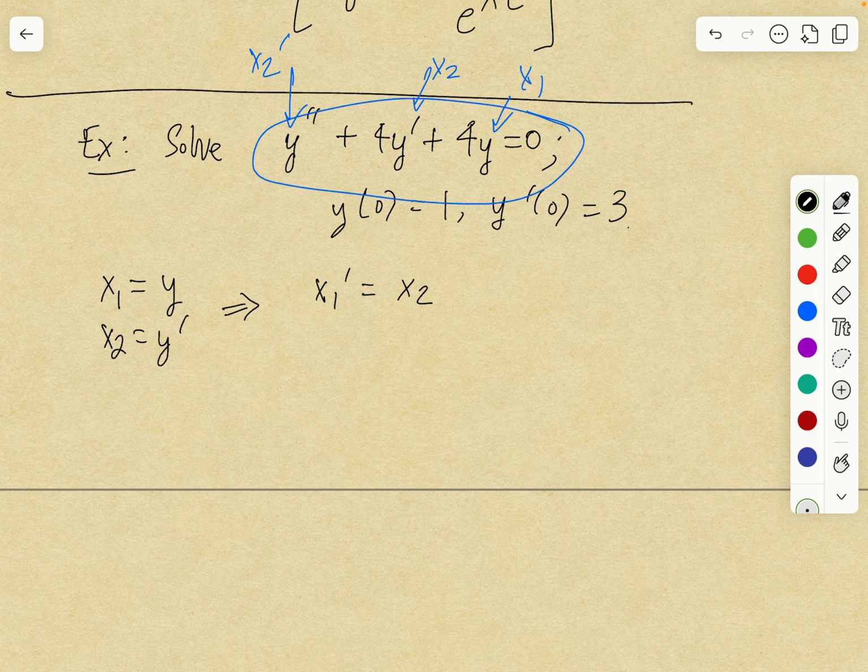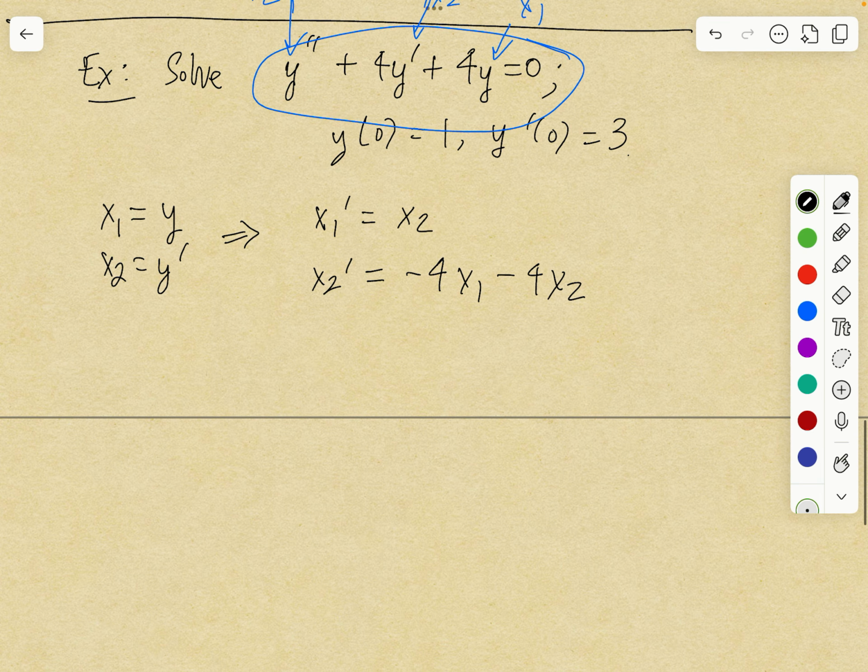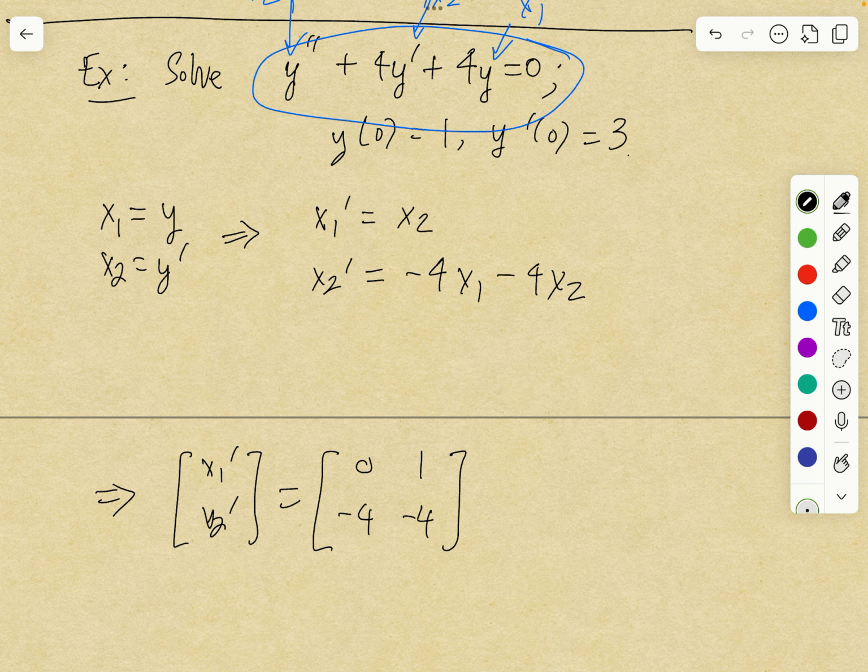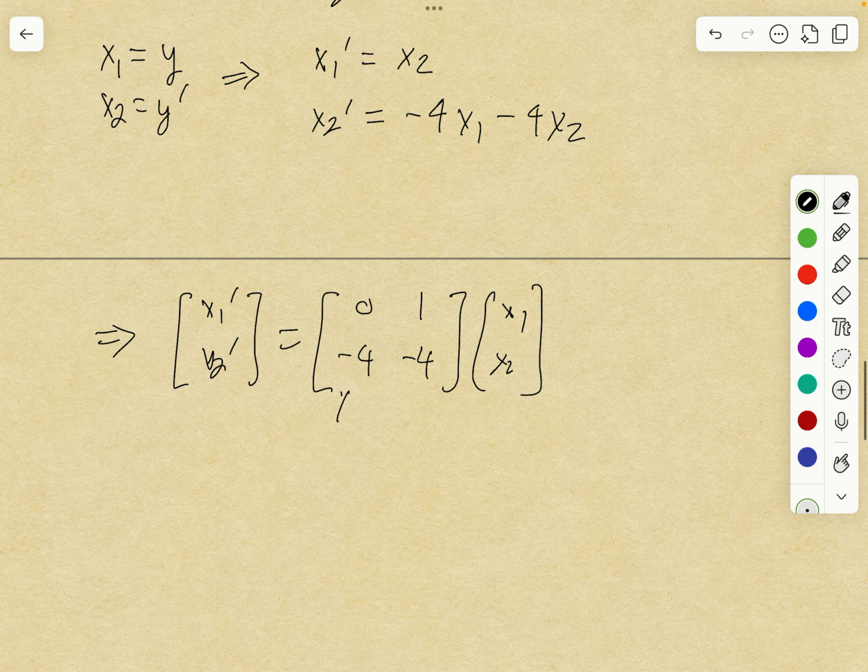So then you write x2 prime by itself, you move the terms over, you get minus 4x1 minus 4x2. So then your matrix equation is x1 prime, x2 prime equals [0, 1; -4, -4] times x1, x2. That's my matrix A.